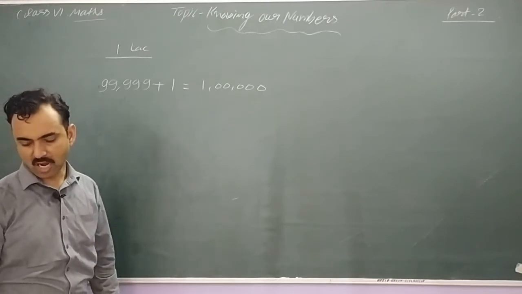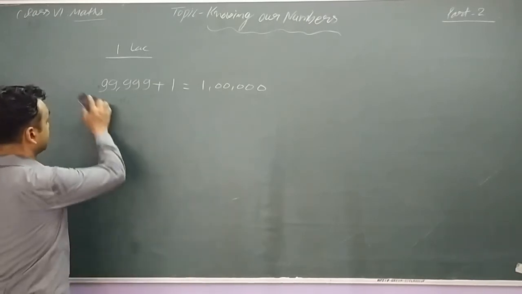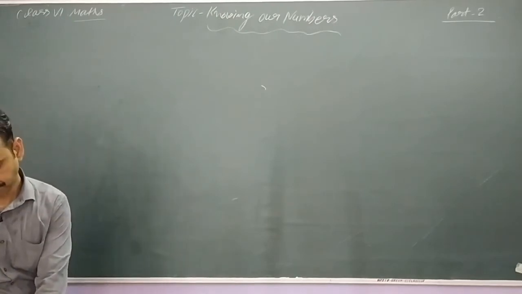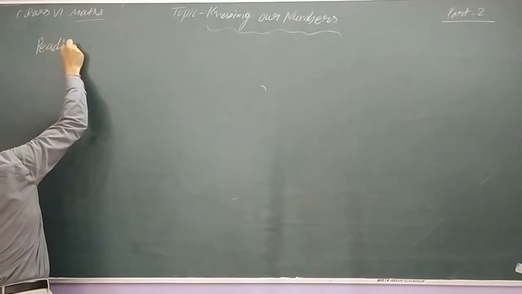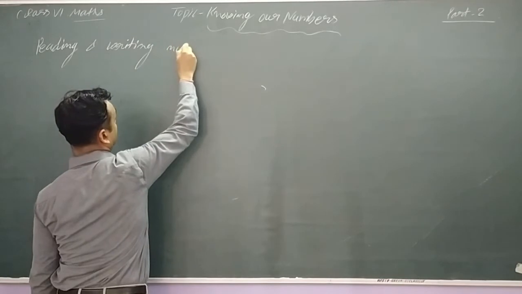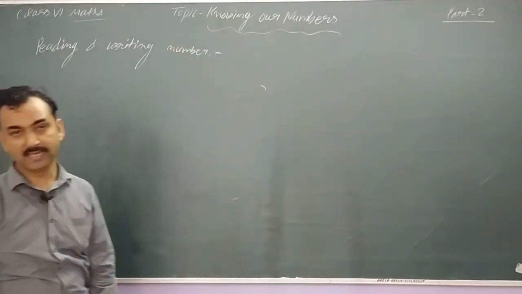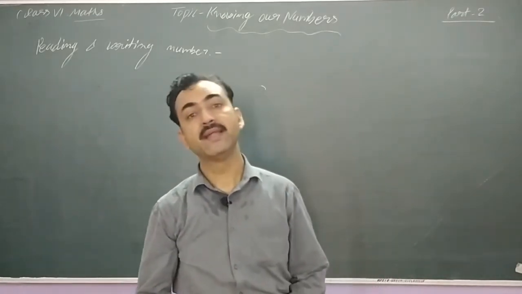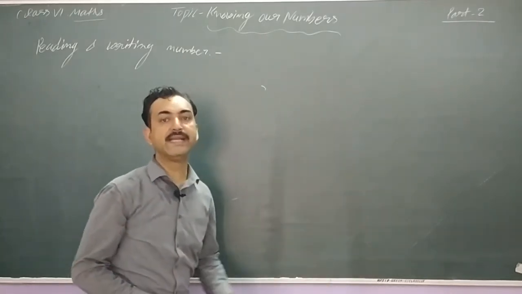Now we will understand how to read and write numbers, which you have covered in the earlier classes, but now again we will revise. Reading and writing numbers. For reading and writing numbers, there are two types of systems. First is the Indian place value system, and second is the international place value system. So first we will talk about the Indian place value system.